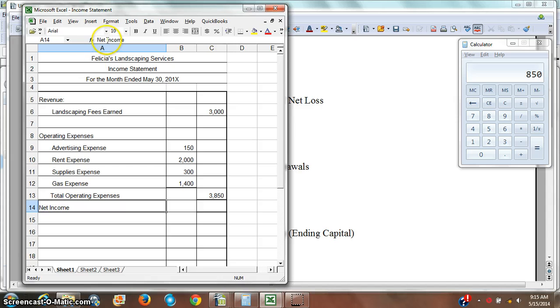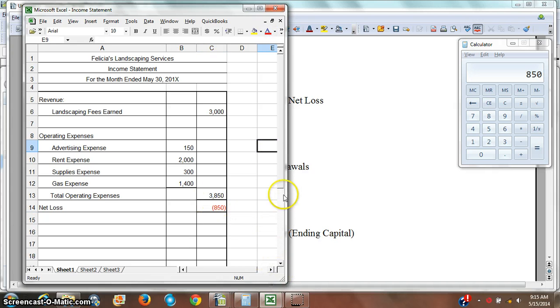This is no longer net income. This is a net loss. $850. I lost money for that month. And sometimes this will be put in parentheses to show it's a negative number. Sometimes it'll be put in red.